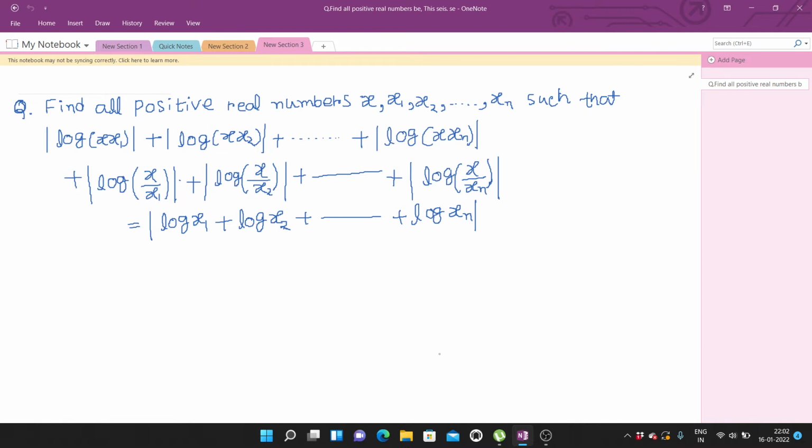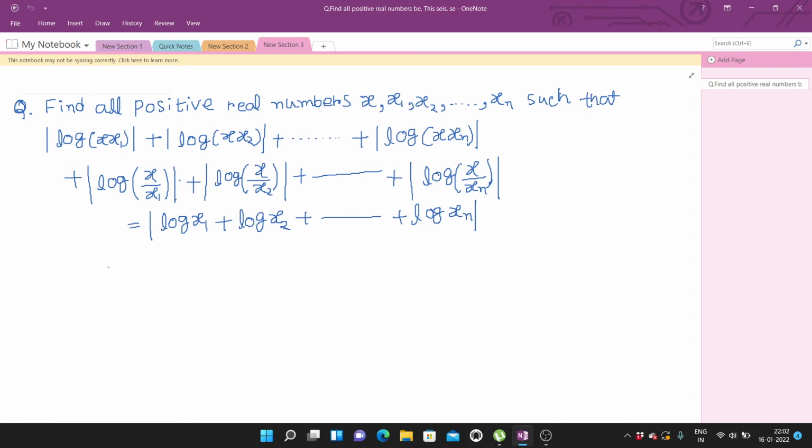As you can see, this is an equation involving logarithm functions and modulus functions with n plus 1 variables: x, x1, x2, up to xn. There are n plus 1 variables, and we have to find all the positive real solutions. So I have to use some properties of logarithms and modulus functions to solve this kind of problem.